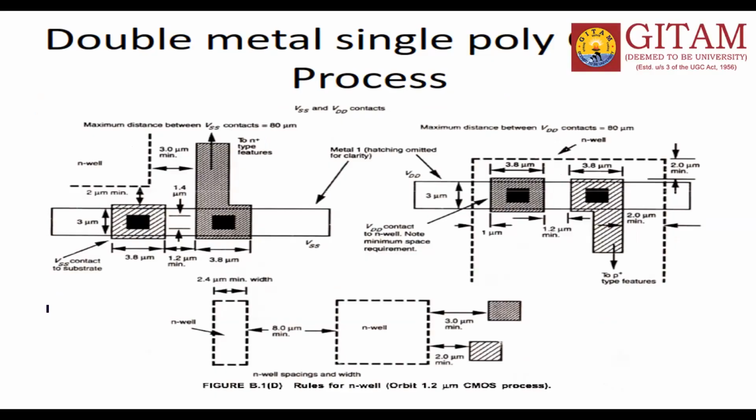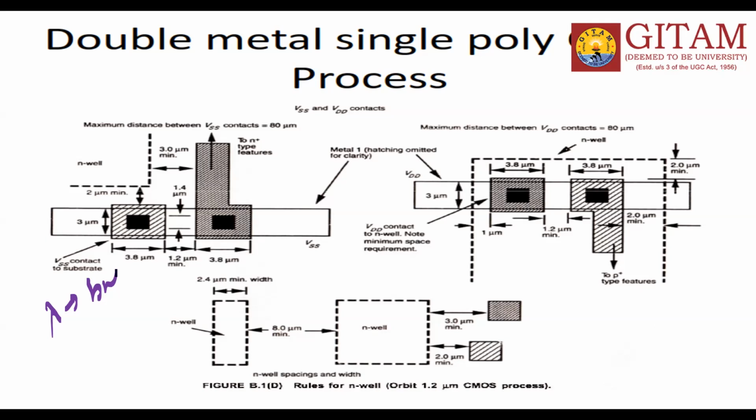First one is lambda based design rules. In this, how the transistor can be made? How the transistor can be represented? What is the minimum space, minimum width of each layer, including the metals, metal 1, metal 2, like that. So then, what is the butting contact? What is the buried contact? What are the contact cuts? So you have to learn all these things.